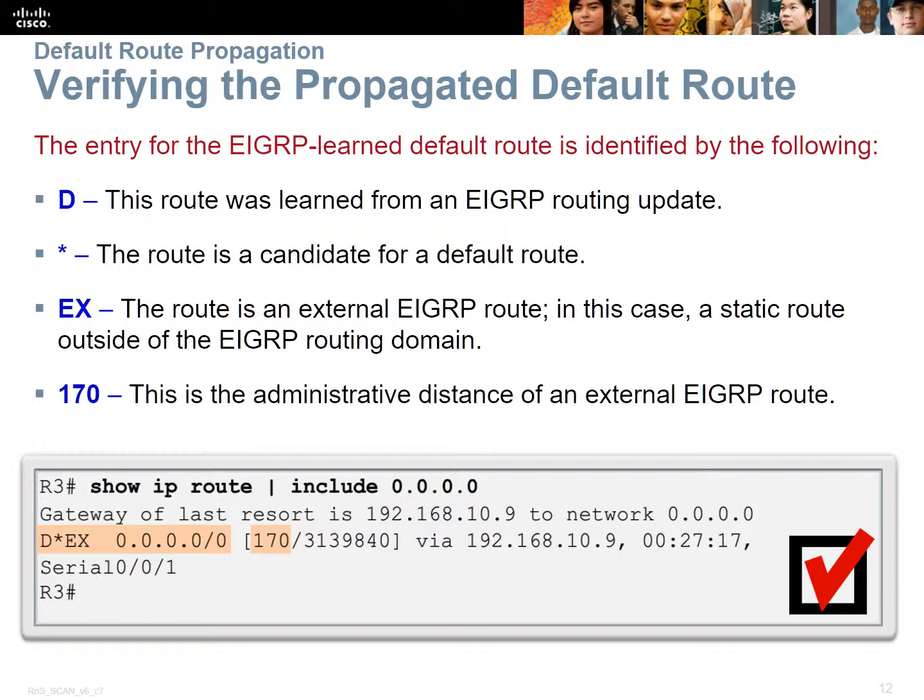And they've also got this lovely little EX to say they're external. And because it's a default route, it's got a little asterisk. The asterisk representing that it's a default route.